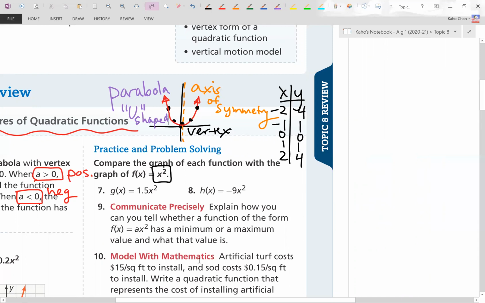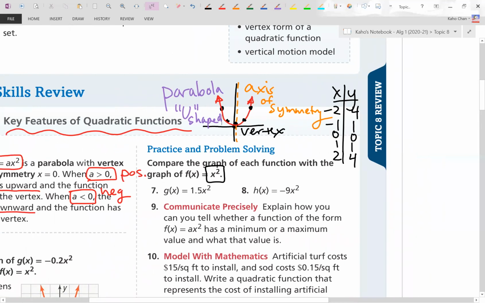For number 7, our coefficient 1.5 is the A value. 1.5 is definitely bigger than 1, right? 1 is what's in front of x squared. What will happen to this graph? It will stretch it. This is called a vertical stretch when you graph it. It's skinnier, narrower, they might say, because 1.5 is bigger than 1.